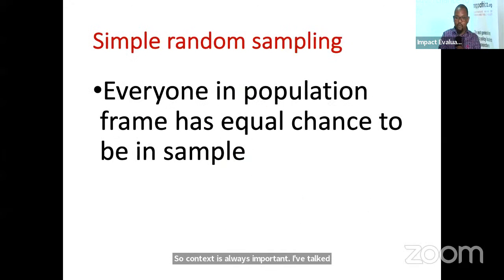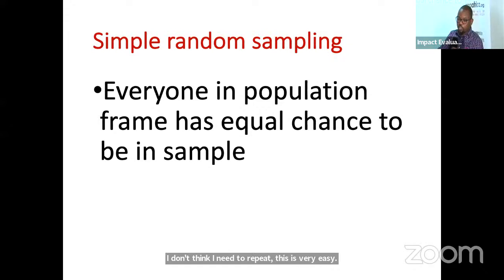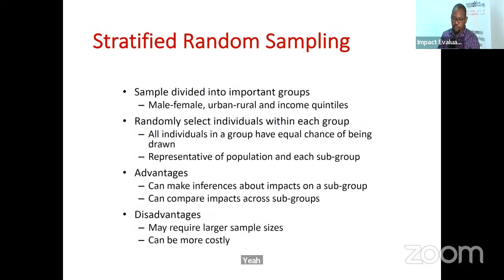I've talked quickly about simple random sampling. I don't think I need to repeat. This is very easy. Everyone in the population has an equal chance to be in the sample. And then stratified sampling, I've talked about it.